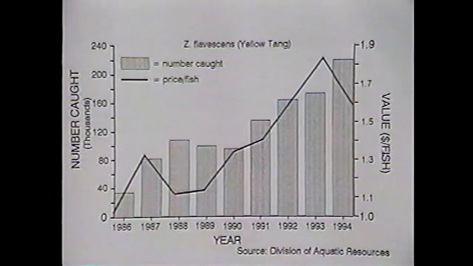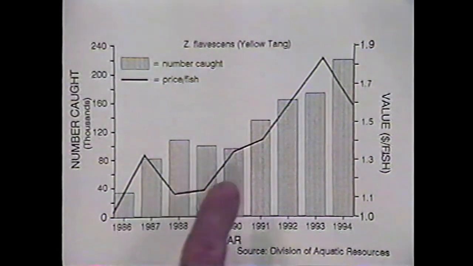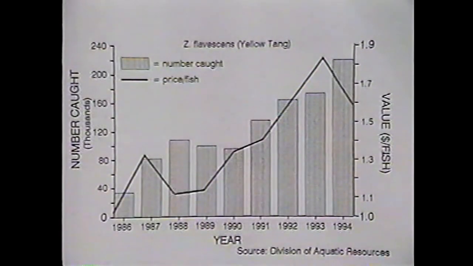In this graph, we're looking at the catch of the yellow tang from 1986 to 1994. The bars represent the numbers that are caught. It starts down here in 1986 at less than 40,000, and comes up to 1994, almost 250,000. So you can see the significant increase. This line represents the price per fish in those years, the wholesale price that the fishermen would get. This is 1.9, so a little less than $2. So you go out and catch a yellow tang, you get $1.75, and bring that fish in alive. And we're talking 200,000 of them. So it's a substantial amount of fish, and a substantial amount of revenue. So yellow tang is going up.